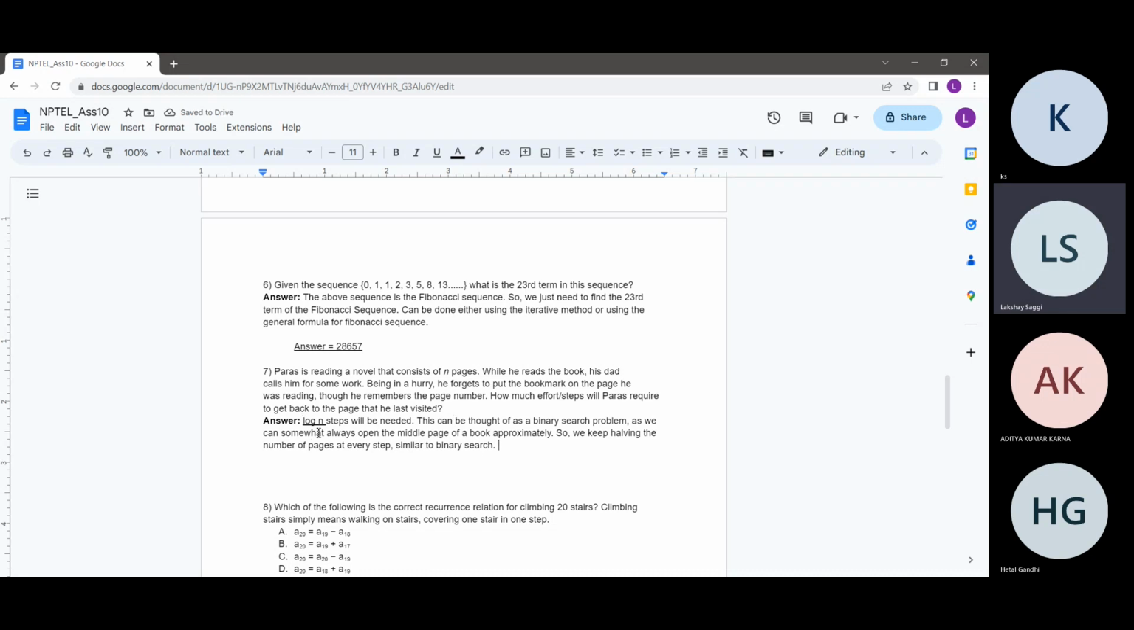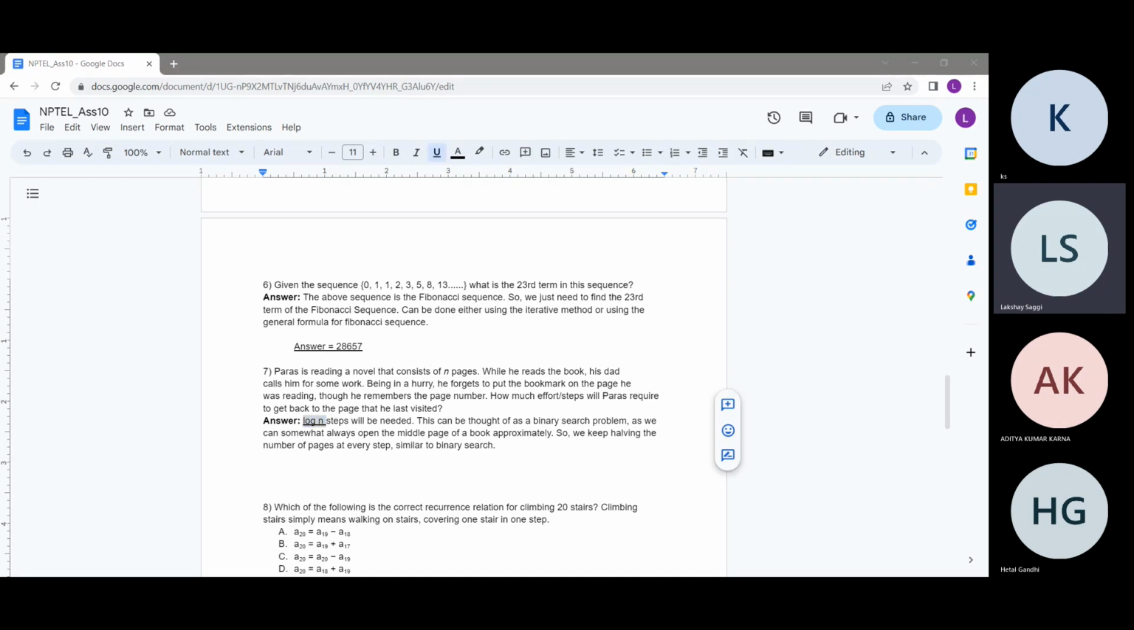So I hope you guys see what I'm trying to say. So log n steps should be needed. This can be thought of as a binary search problem where I specifically want to go to the page number which I had remembered. So we can always open the middle page of the book and see if this is the page we require, or the page required is on the right side of this page. So we discard the left side fully and go to the middle of the right side. Then we again check if this is greater or lesser. In this way, we can halve the number of pages every step. And so this way we'll need log n steps at most.